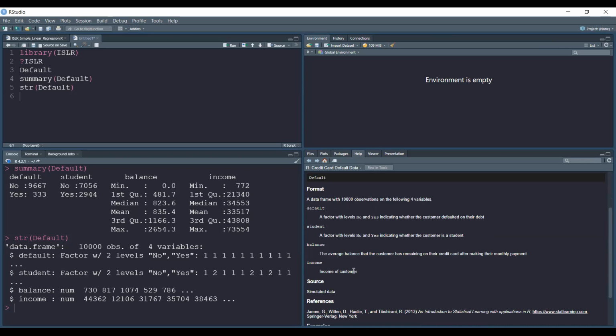So the income is the income of the customer. The balance, I mean, balance could mean so many different things. Over here, it is the average balance that the customer has remaining on their credit card after making their monthly payment. Student is, well, customer is a student or isn't a student, and default is a factor with levels no and yes, indicating whether the customer defaulted on their debt.